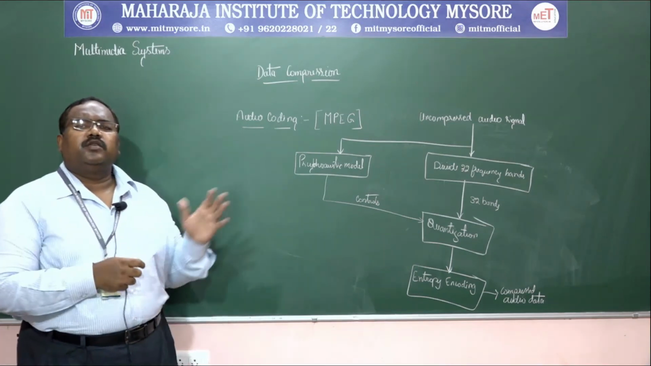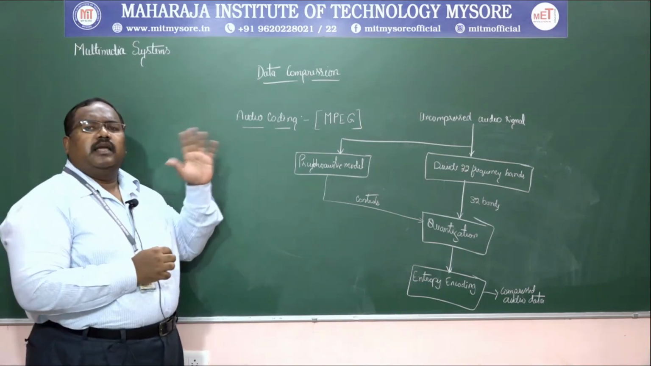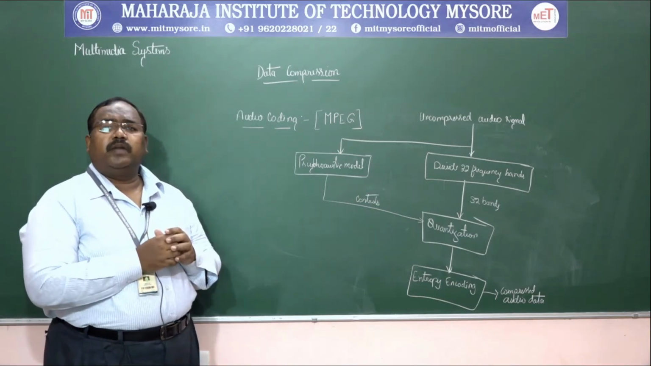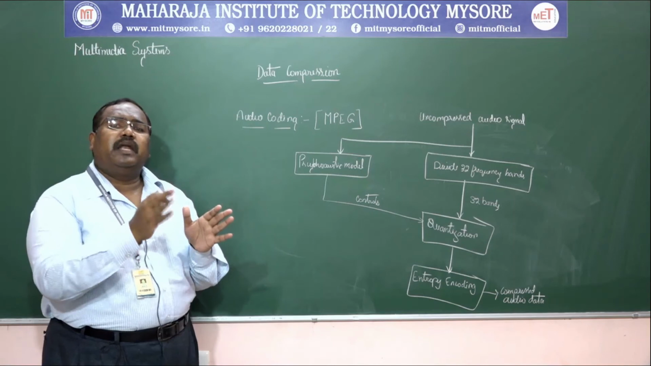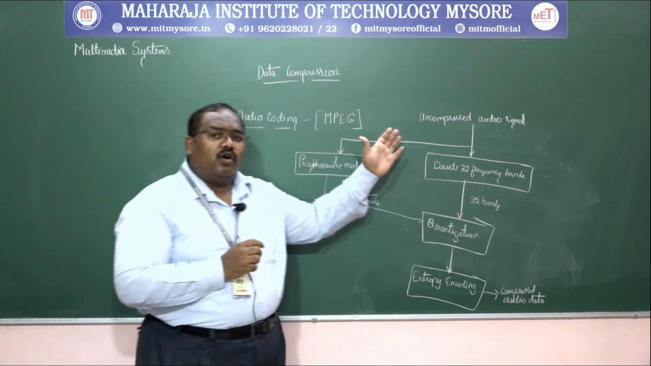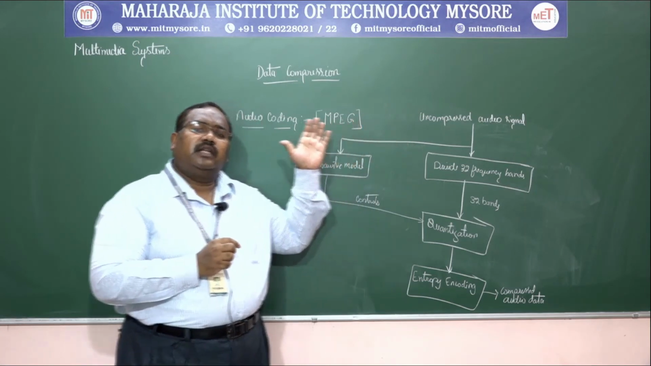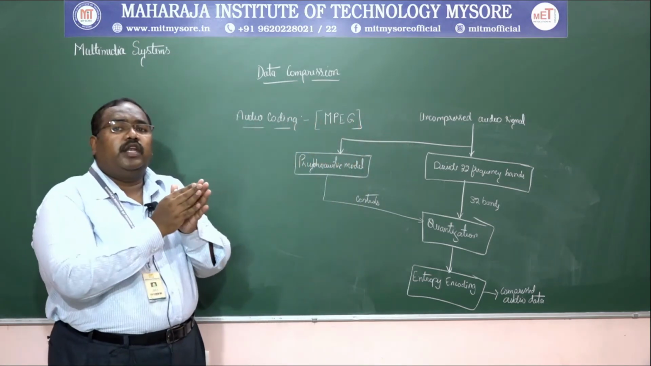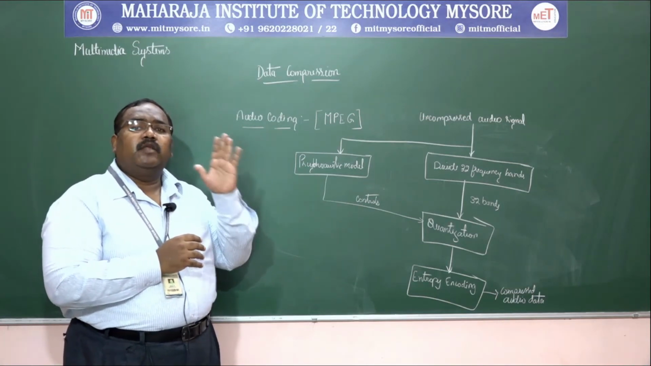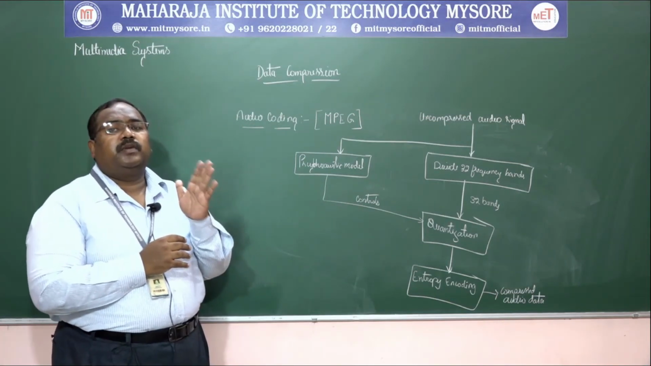So we'll look into it. When we talk about the Mpeg audio compression, first the uncompressed audio signals are obtained. These audio signals are split into 32 sub bands. This audio signal can be quantized because we need to separate the signal. So here we are specifically saying 32 sub bands need to be made.